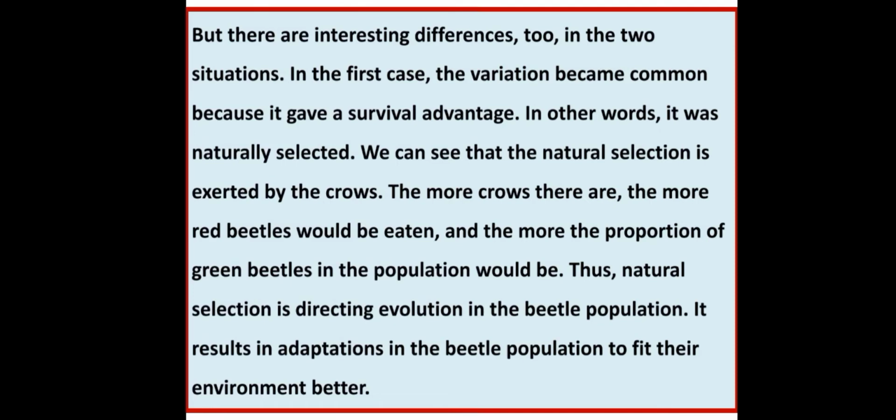We can see that the natural selection is exerted by the crows. The more crows there are, the more red beetles would be eaten, and the more the proportion of green beetles in the population would be. As more and more red beetles are eaten, green beetles multiply. Thus, natural selection is directing evolution in the beetle population. It results in adaptations in the beetle population to fit their environment better.